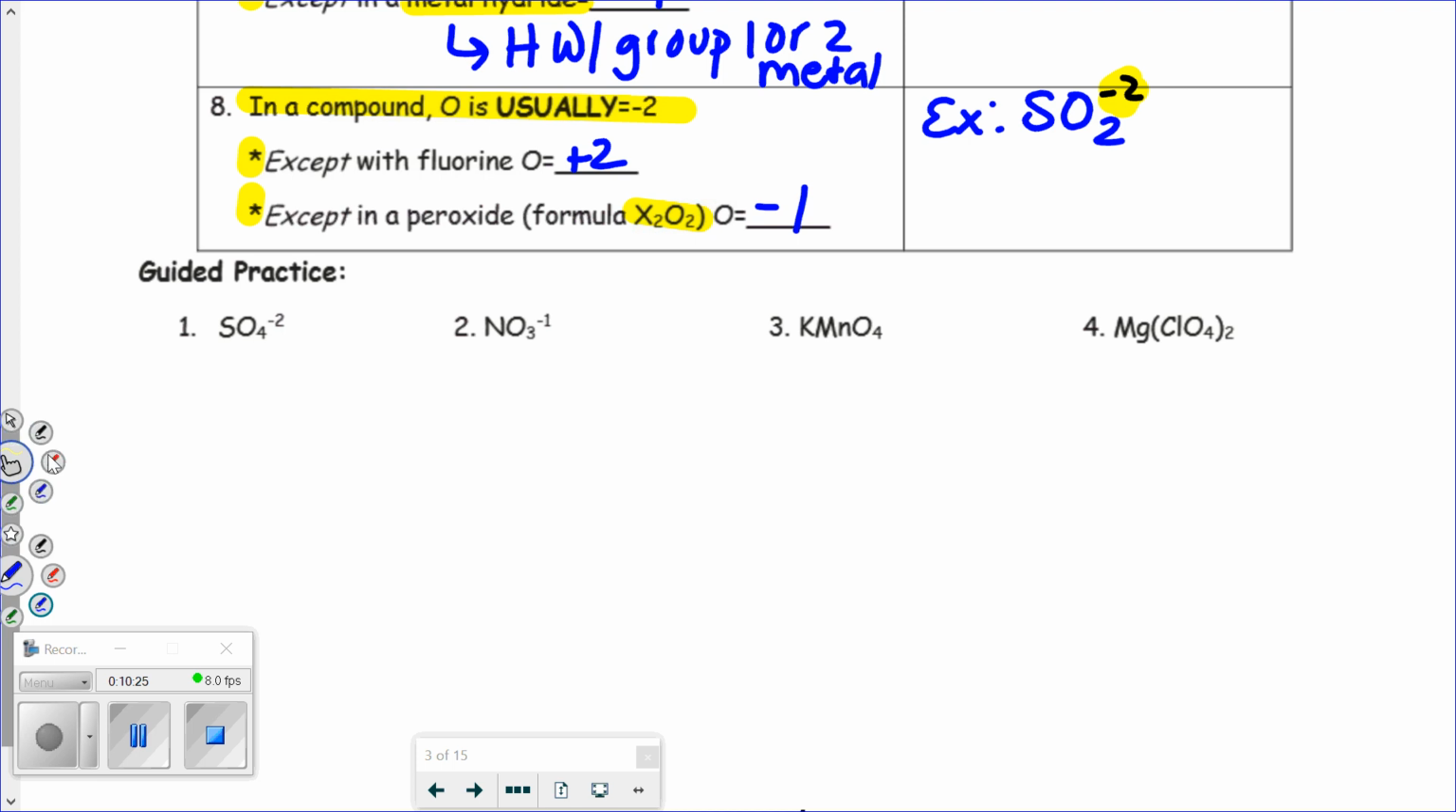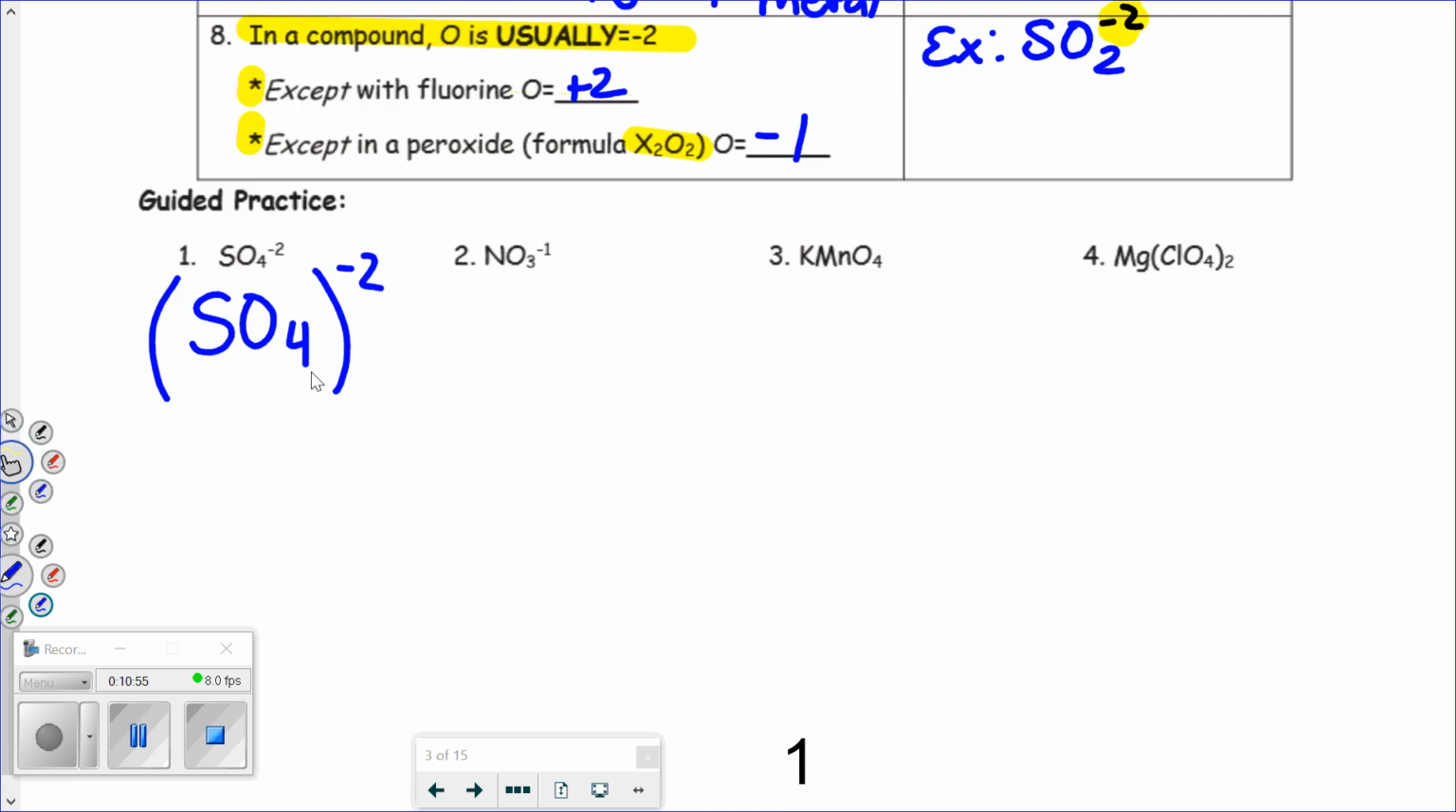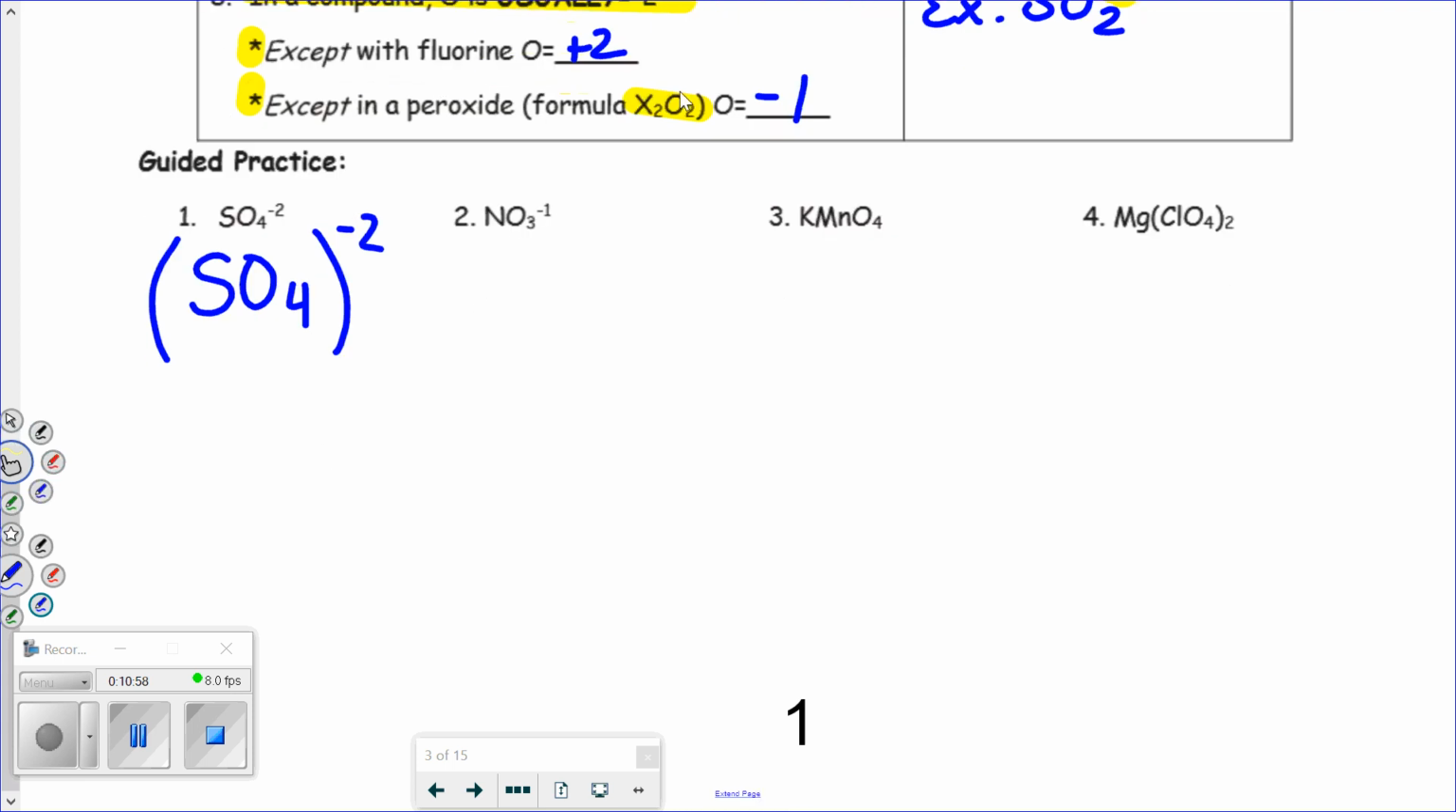So my first example is SO4 with a charge of -2. That -2 does not go with the oxygen. That -2 is for the whole ion. So I like to rewrite this, put parentheses, and put a -2 on the outside. They're not being nice, they're not giving you the charge. If I want to know the charge of sulfur and oxygen in here, first of all, I know everything has to add up to be -2 because this is an ion.